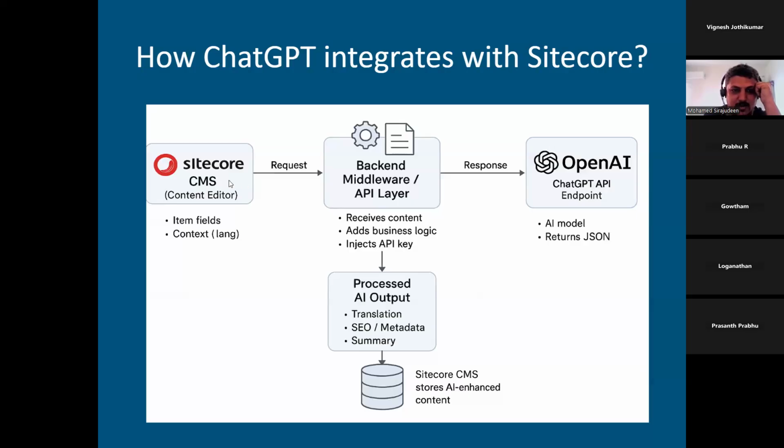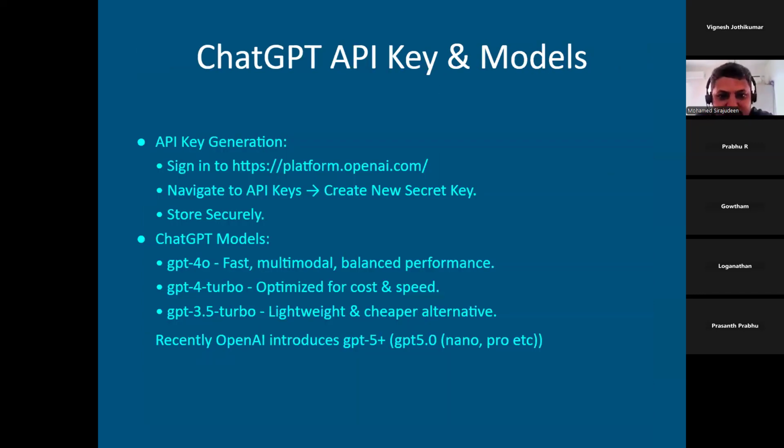It's very simple. We have the CMS, and we have a middle layer, the API layer, and the OpenAI ChatGPT API endpoint. So we are going to see the ChatGPT API key and the related models, and the API.